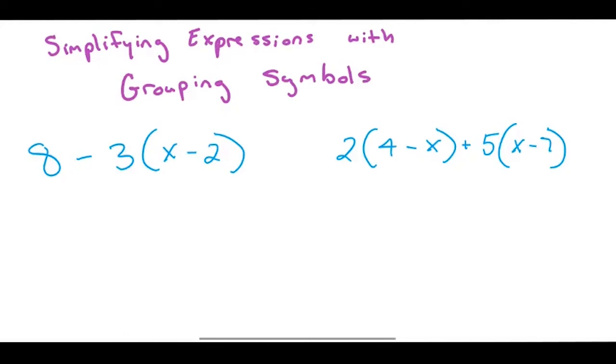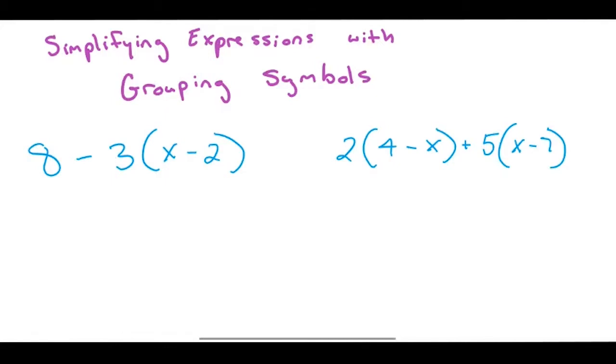Hi guys, today we are going to be simplifying expressions with grouping symbols, okay? Let's get started. If you'll remember, the distributive property is when you have a number on the outside of a parenthesis and an expression on the inside with multiple terms, and then you multiply everything inside the parenthesis by what's outside of the parenthesis.